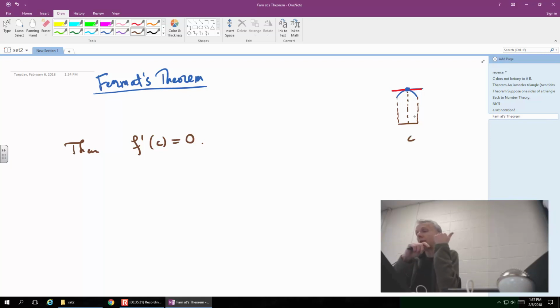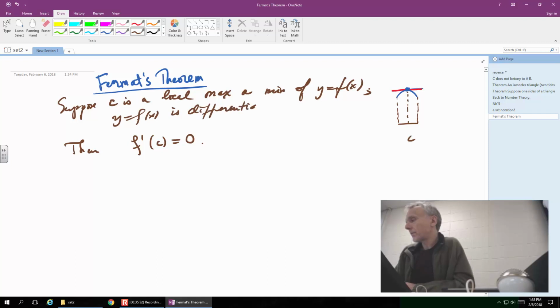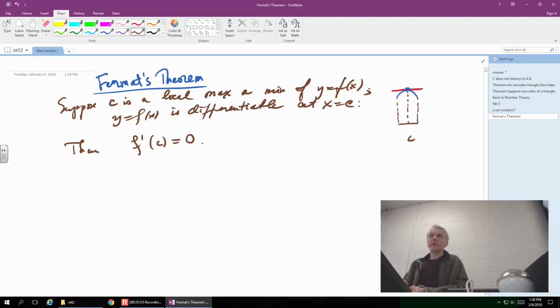If you just look at the conclusion, you immediately realize the function has to be differentiable at C at the very least. Then you have to say maximum also is appropriate. So let me just state it quickly. Suppose C is a local maximum or minimum of y equal f of x, and f is differentiable at x equals c. Then the derivative is equal to 0.